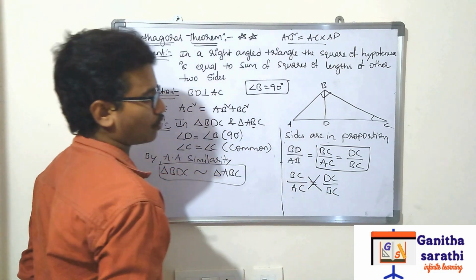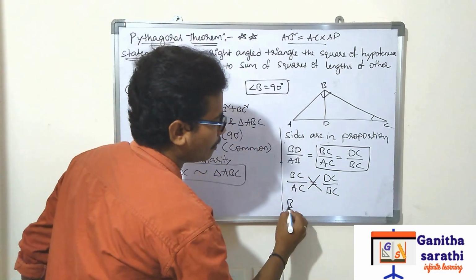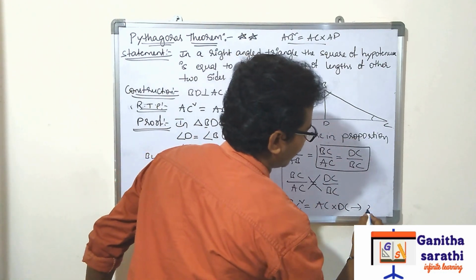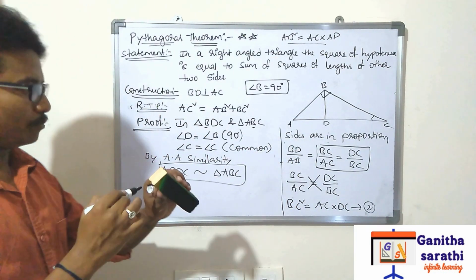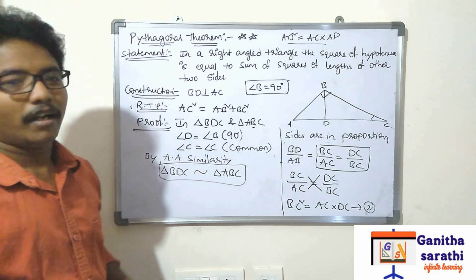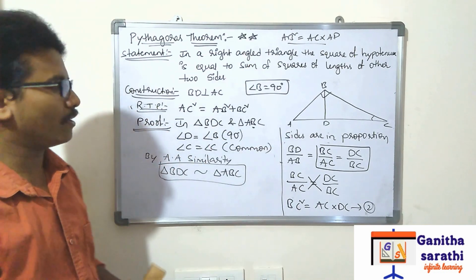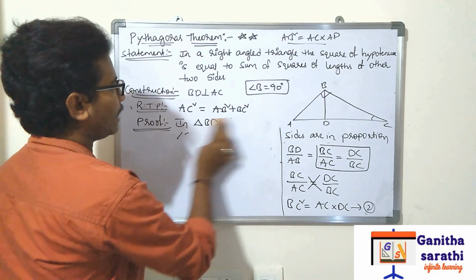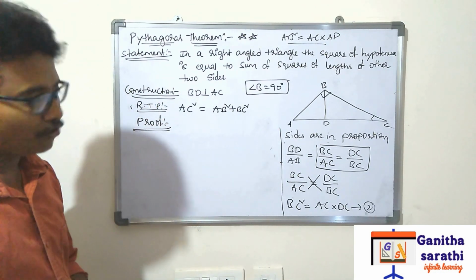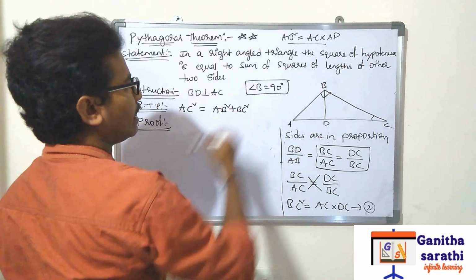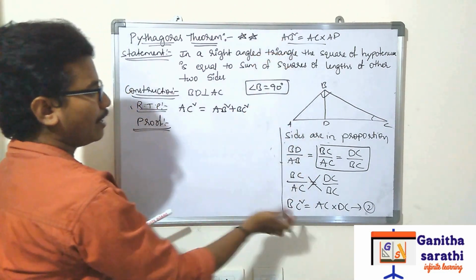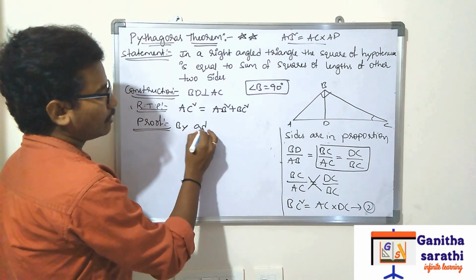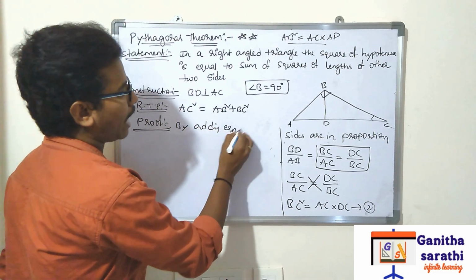What should we do? Do cross multiplication. BC into BC will be BC square, which is equal to AC into DC. Take it as equation number 2. Understood all of you? So these are the two equations we got. Now what do we have to do? Add equation 1 and equation 2. Why should we add? Because here AB square is there and here BC square. If we add, we will get AC square.